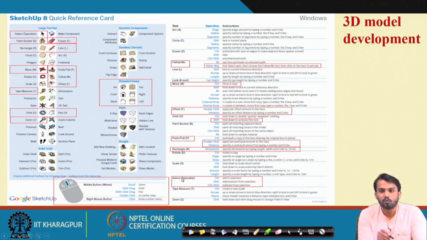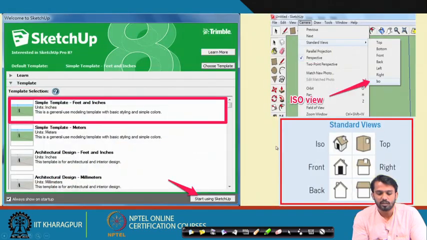So, what you have to do is just install this Google SketchUp software, then go through the different tools available in Google SketchUp, and explore these tools and techniques, so that you can easily know the ways in which 3D models can be created.